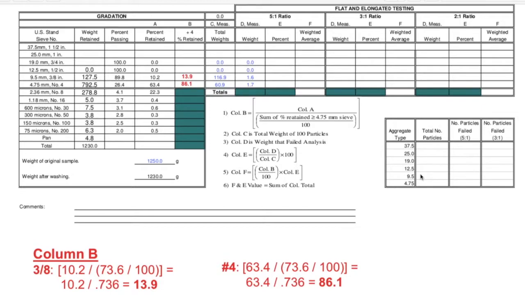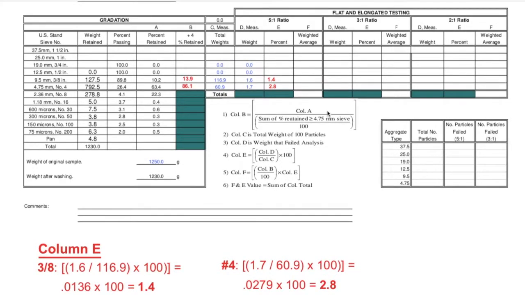Just as a reminder, when you add the 13.9 and the 86.1, it should be 100. Kind of use that as a self-check moving forward. Sometimes it's 99.9, sometimes it's 100.1 or 100.2. If you're off further than that, there's probably been a mistake made in that calculation.